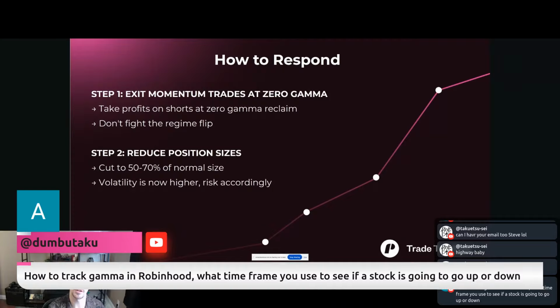There are services that do this. Unusual Whales is the biggest one. I have paid for them, and they're good content. We are not affiliated with them, just my own personal opinion. That being said, you don't need it. Like I said, I made my own tool. The information is out there.